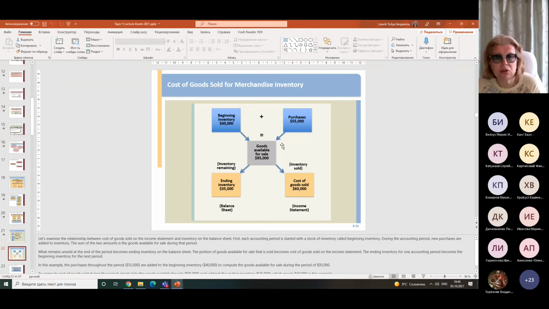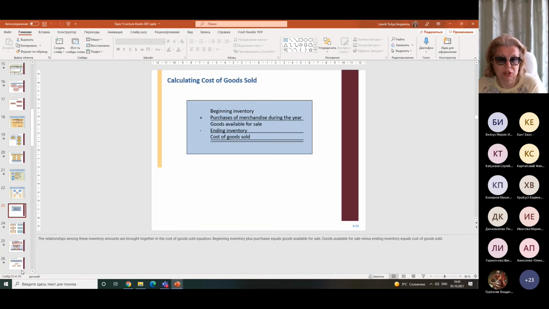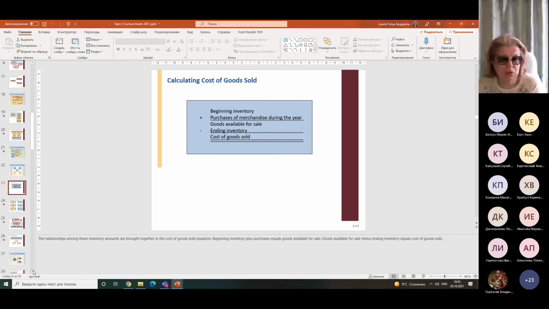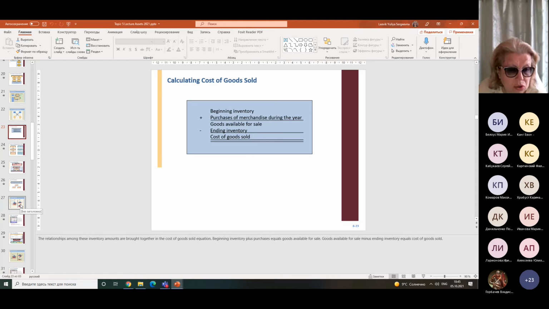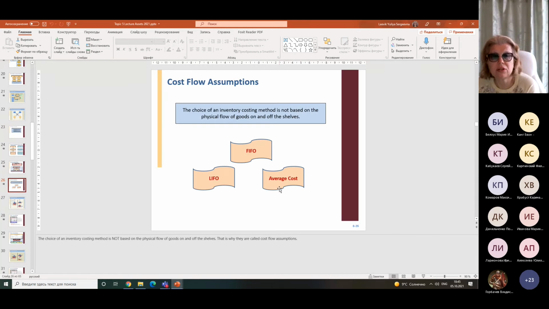When we compute cost of goods sold, we should consider inventory flow. In order to calculate ending inventory and cost of goods sold, first of all, we should calculate goods available for sale. Beginning inventory plus purchases gives goods available for sale, which contains ending inventory and inventory sold, or cost of goods sold. In this presentation, you will find how to compute cost of goods sold under three basic methods: FIFO, LIFO, and average cost.